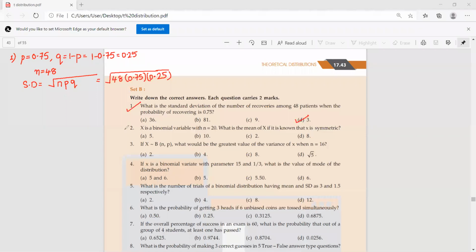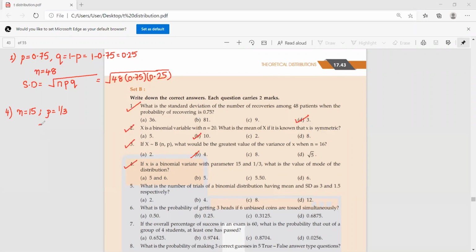Question number 2 is already covered. Question number 3 is already covered. Question number 4 हम एक बार फिर से करते हैं, but it's covered. So solution number 4. X is a binomial variate with parameters 15 and 1/3. इसका मतलब n का वैल्यू दिया है 15 और हमें p का वैल्यू दिया है 1/3. पूछा है what will be the value of the mode in the distribution.